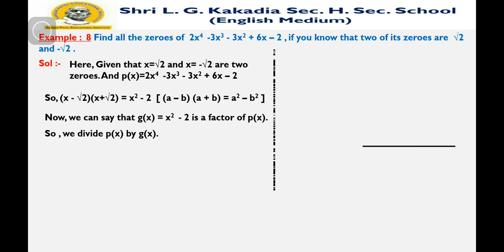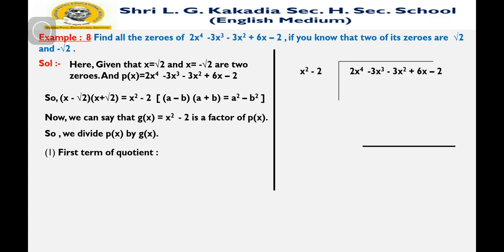So now we put it in the division algorithm: 2x raised to 4 minus 3x cube minus 3x square plus 6x minus 2, and we divide with x square minus 2. As we do, we find the first term of the quotient, that is 2x raised to 4 divided by x square is equal to 2x square, and we put it here in the quotient.